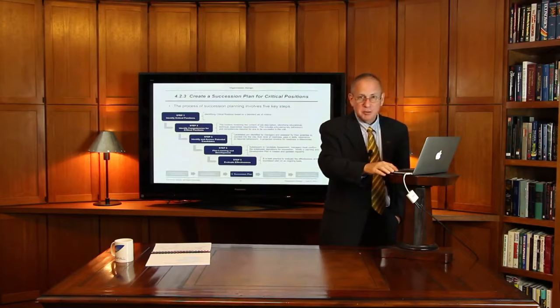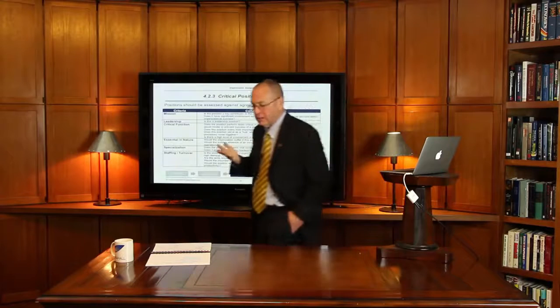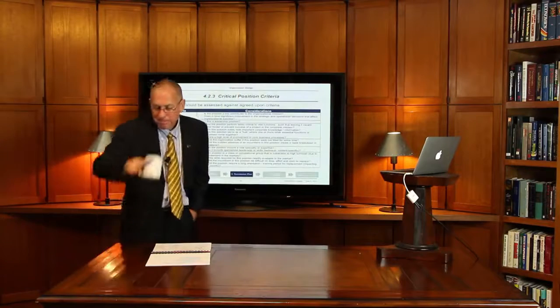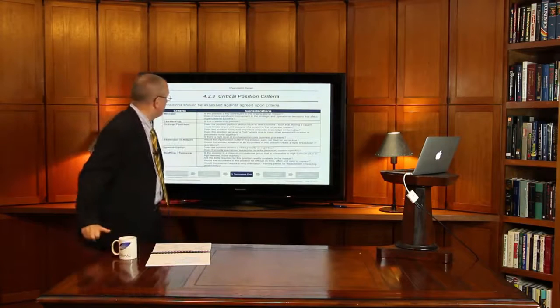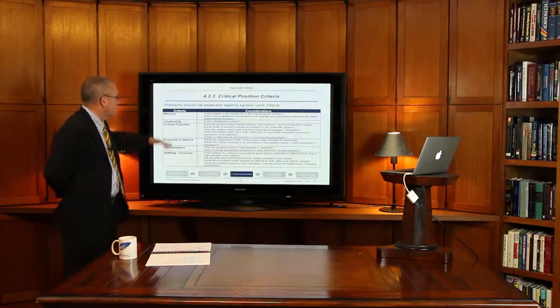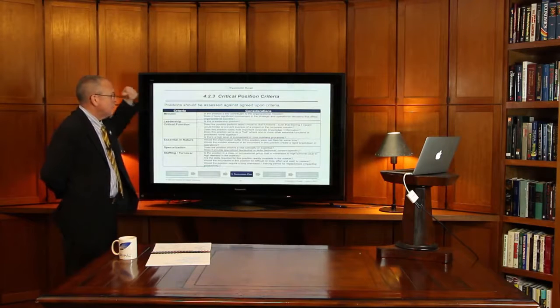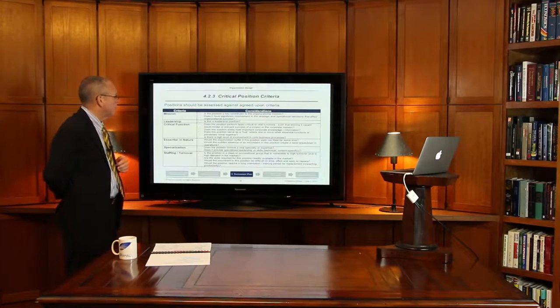So who do we do succession planning for? We do it for senior management. We may also do it for other positions. So let's look at some of those. So these are our criteria. We can look at the mission. Is the position a key contributor to the organizational mission? Does it have a significant involvement in strategic and operational decisions?